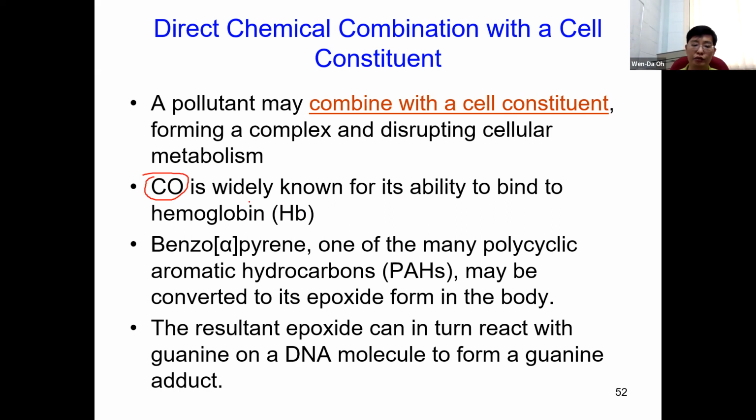The other effect that can turn your cell into something less useful would be the DNA structure being damaged by the epoxide. So we have a chemical called benzopyrene. This benzopyrene is a chemical that can cause cancer, and when it goes in our body, it is metabolized into a metabolite called epoxide. So this epoxide is something that can react with your DNA and cause cancer.